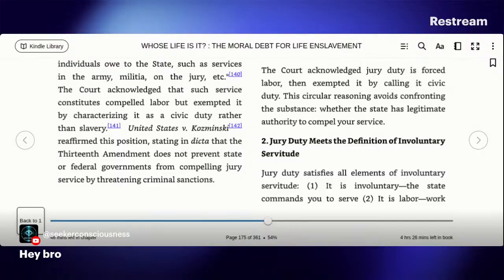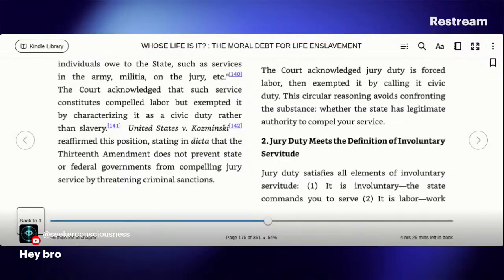The court acknowledged that such service constitutes compelled labor, but exempted it by characterizing it as civic duty rather than slavery. United States versus Kozminski affirmed this position, stating in dicta that the 13th Amendment does not prevent state or federal governments from compelling jury service by threatening criminal sanctions. The court acknowledged that jury duty is forced labor, then exempted it by calling it civic duty. This circular reasoning avoids confronting the substance, whether the state has legitimate authority to compel your service.